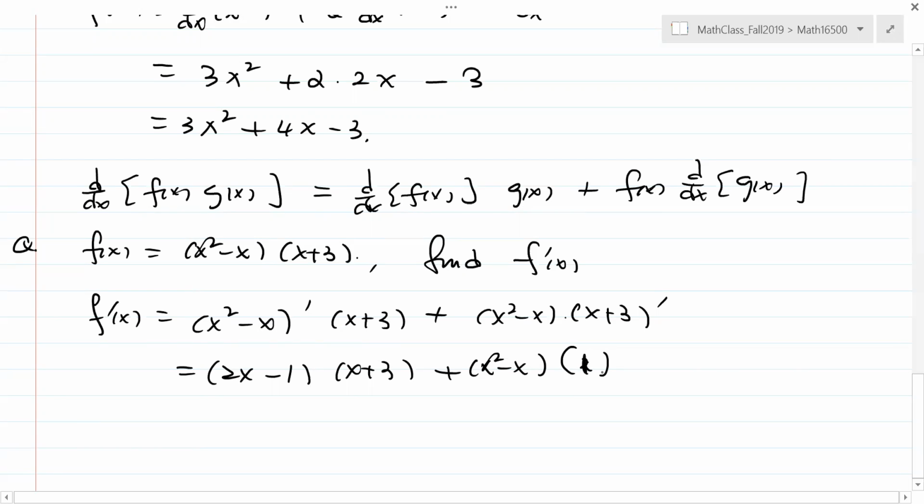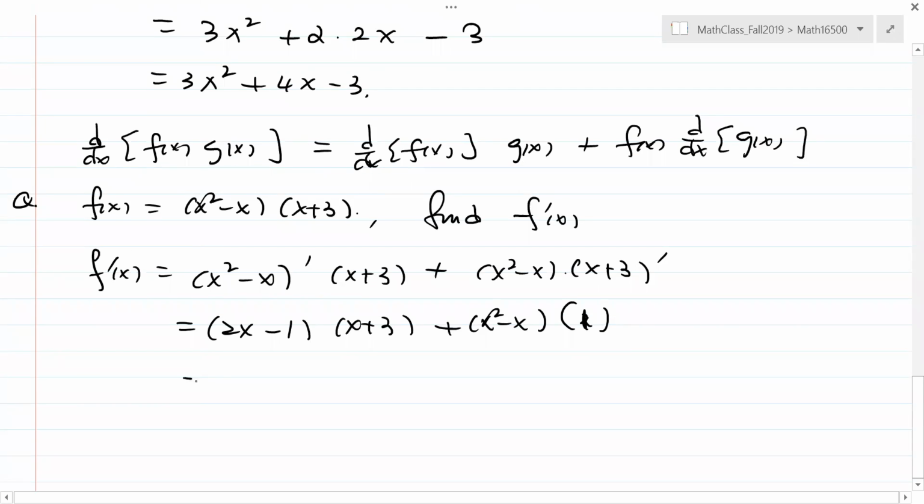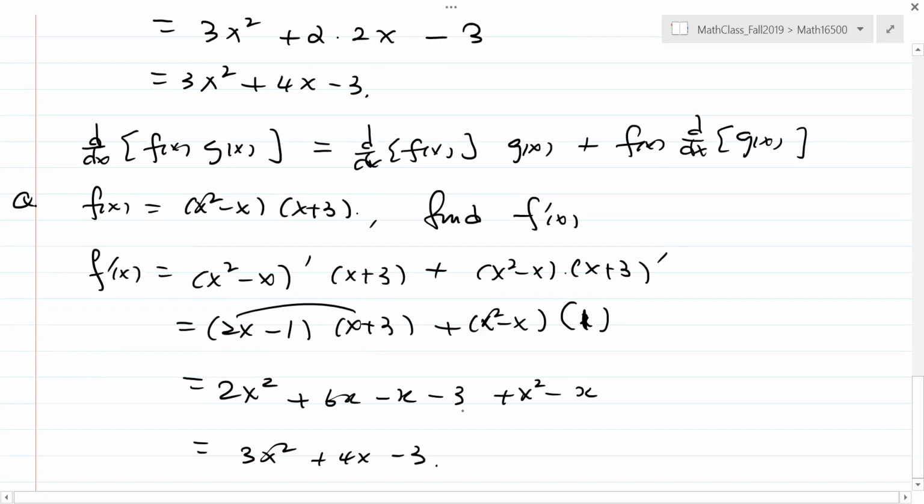Should you simplify it? Yes, it's better to multiply this out and simplify. So you get 2x squared plus 6x minus x minus 3, plus x squared minus x. Then you simplify it, you get 3x squared plus 4x minus 3, since 6x minus x is 5x and minus x is 4x. So you get the same result no matter which method you use.